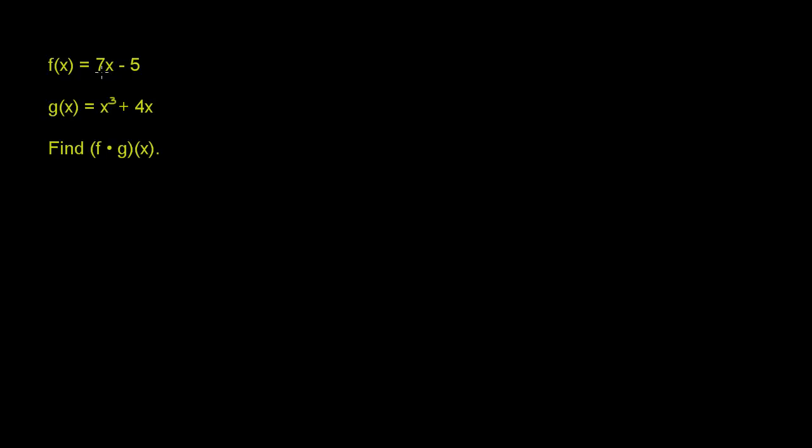f of x is equal to 7x minus 5. g of x is equal to x to the third power plus 4x. And then they ask us to find f times g of x.